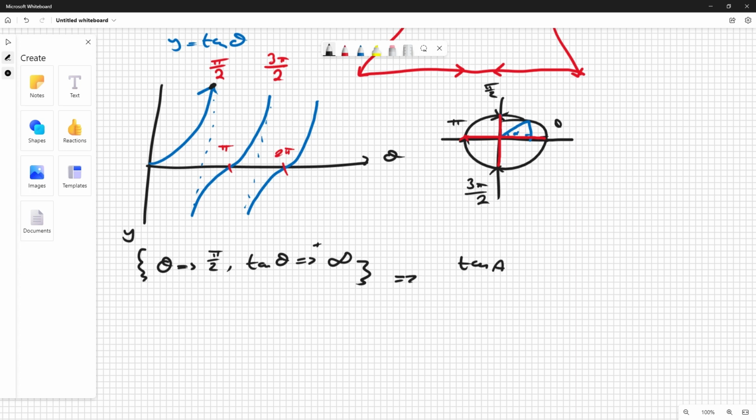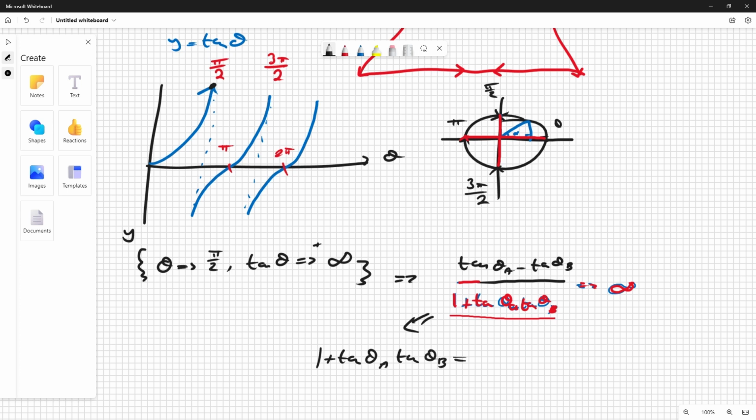This should imply that tan theta A, tan theta B, all over 1 plus tan theta A, tan theta B will also have to tend to infinity. So, if it's tending to infinity, then this bottom section will have to tend to 0. There's my pen back. So, I'll actually just make this slightly cleaner. 1 plus tan theta A, tan theta B tends to infinity. So, we can say that if this tends to infinity, then this implies that 1 plus tan theta A, tan theta B tends to 0.